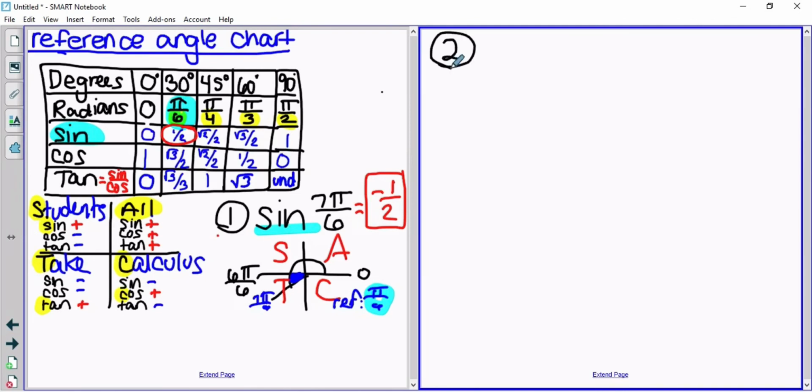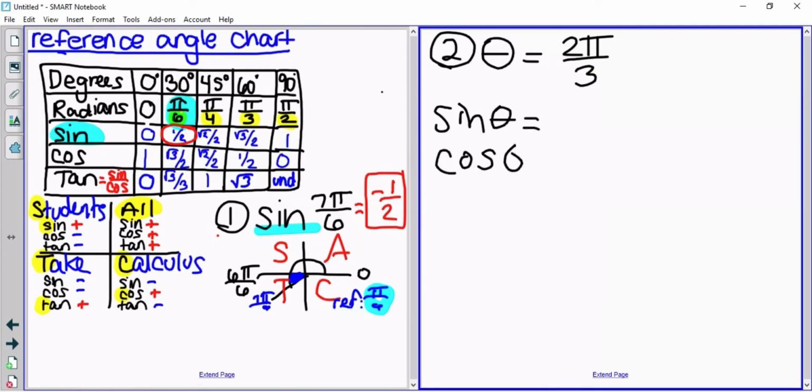Problem number 2. I'm going to tell you that theta equals 2 pi over 3. And I want us to find the sine of theta, the cosine of theta, and the tangent of theta. Okay, don't use your reference angle chart. I'm sorry, don't use your unit circle. We are going to use our reference angle chart. So how do we do it?